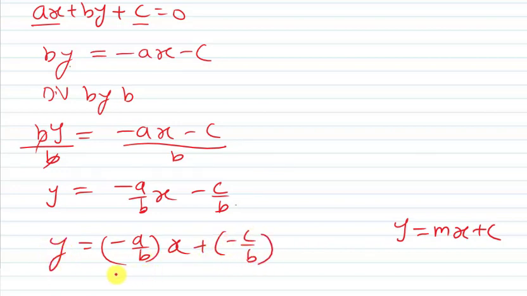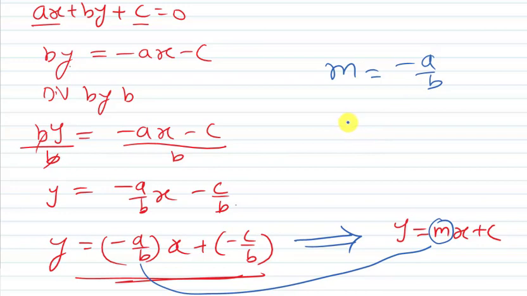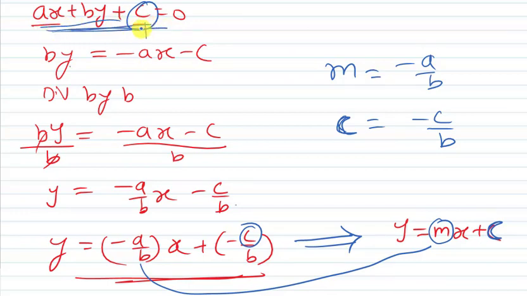Here if I compare this equation with the standard equation of the line in slope-intercept form, what I will get? My m will be minus a by b. Right? Here my m, that is the slope of the line, is minus a upon b, and the y-intercept of the line is minus c by b. Here this capital C is representing the y-intercept and this small c is representing the constant of the equation of the line, right? Standard equation. Right?